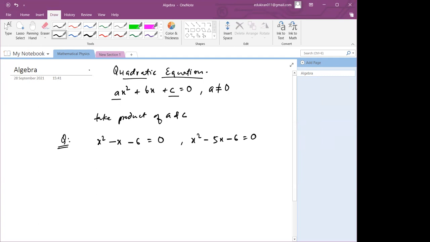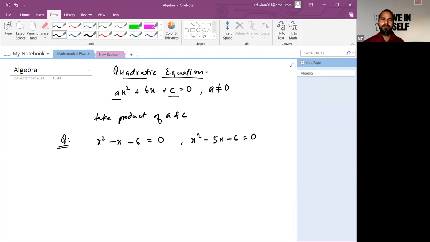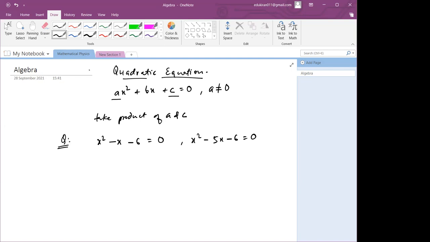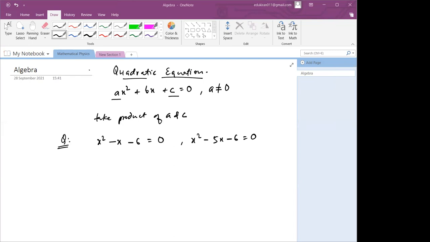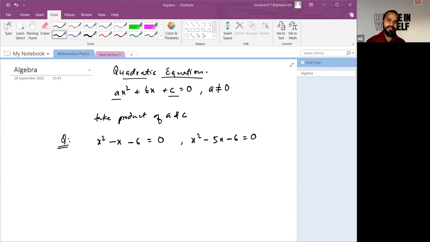Sir, how to solve? Yes, how to solve? You must have learned the middle-term splitting method. Yes, sir. We have learned, but now I don't remember that much, sir. Okay, just take the product of the coefficient of the highest power and the last constant term. So it will be 1 multiplied by 6. So the product of A and C would be 6.